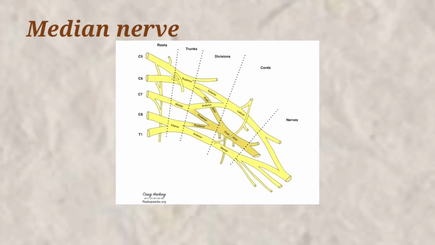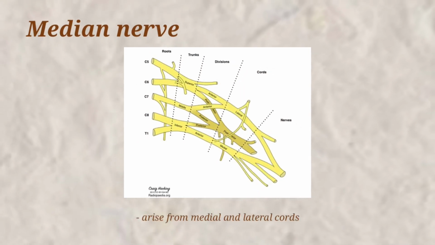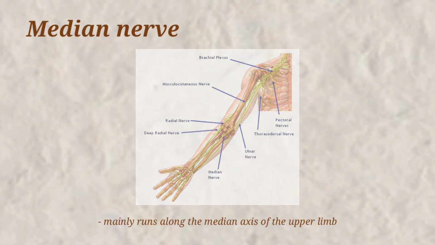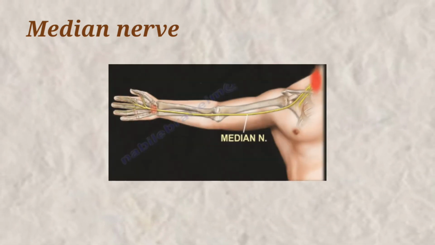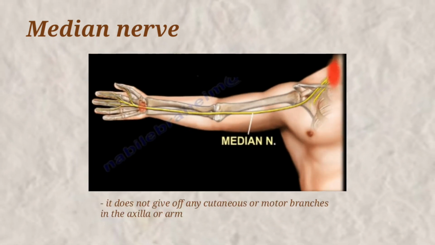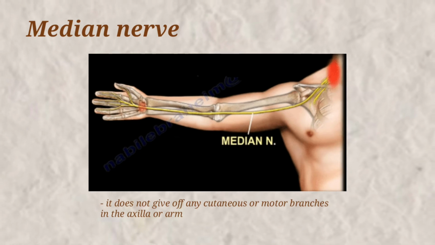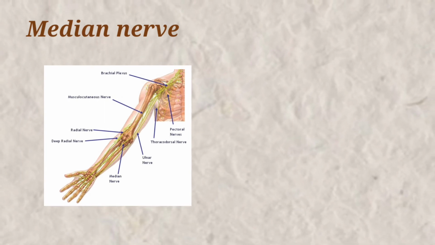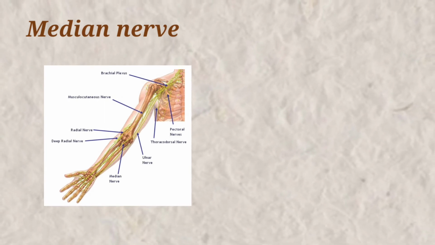And fifth and finally is the median nerve, arising from the medial and lateral cords. It is so named because it mainly runs along the median axis of the upper limb. Like the ulnar nerve, it does not give off any cutaneous or motor branches in the axilla or the arm. It leaves the cubital fossa by emerging between the two heads of the pronator teres.